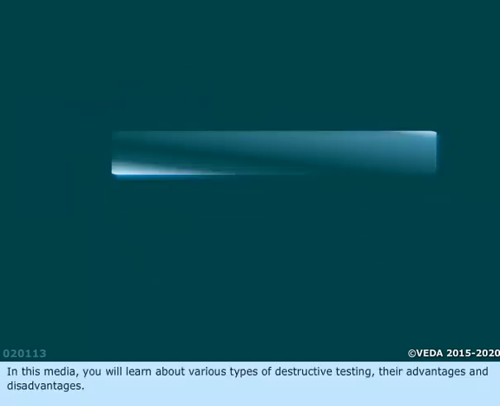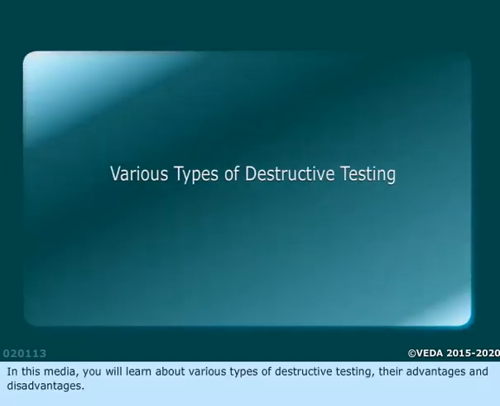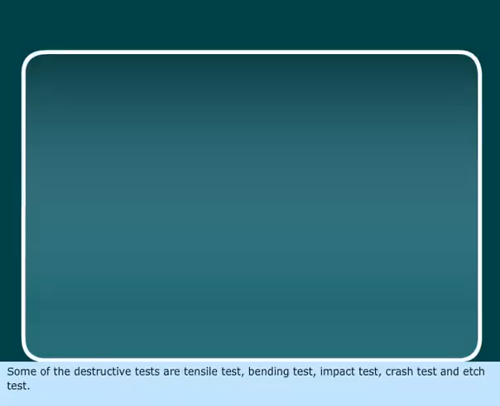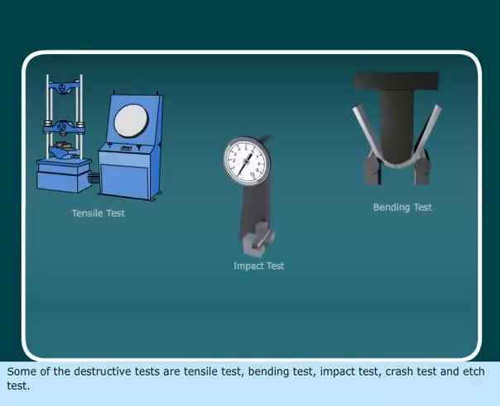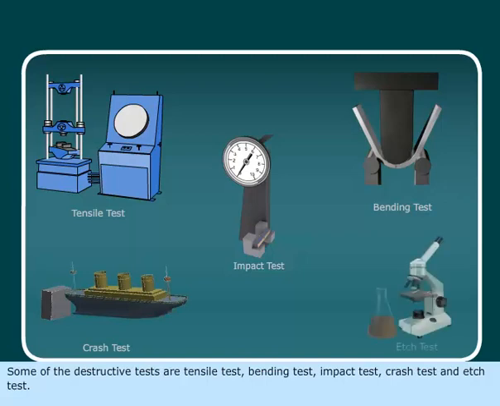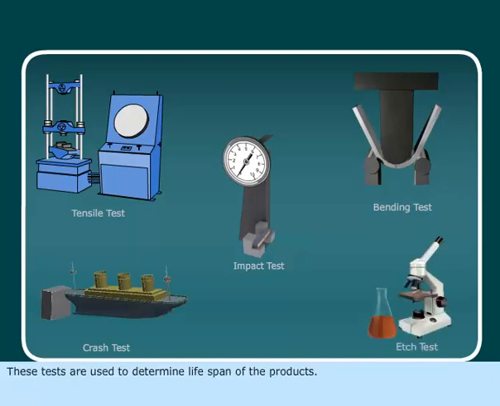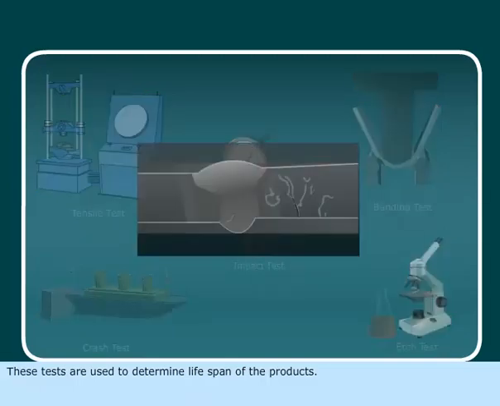In this media, you will learn about various types of destructive testing, their advantages and disadvantages. Some of the destructive tests are tensile test, bending test, impact test, crash test, and etch test. These tests are used to determine lifespan of the products.